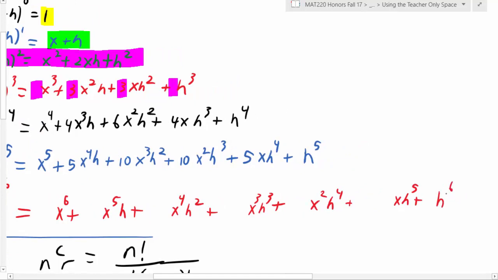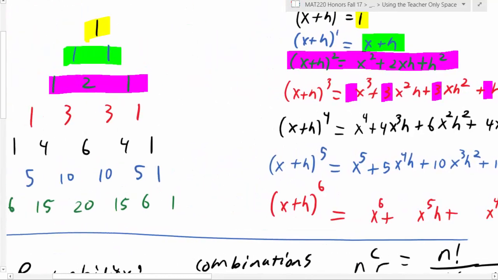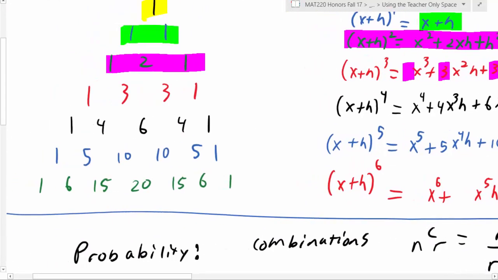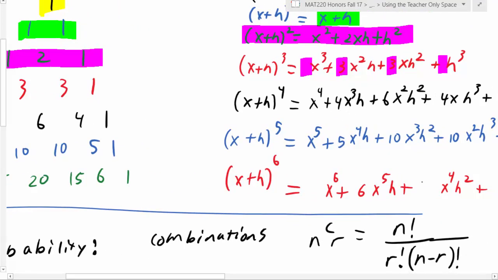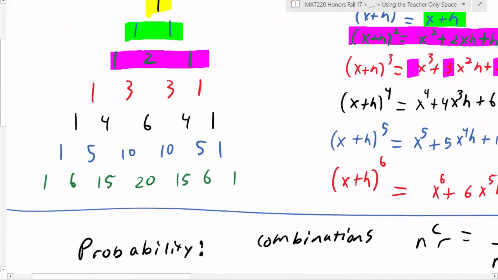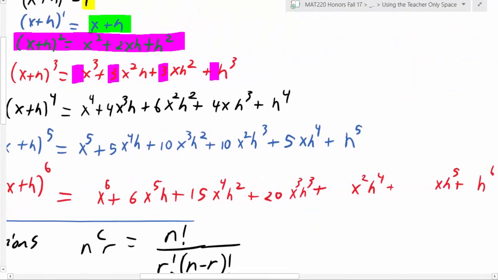Now, I'm almost done. I just need coefficients. And there they are, because we already did them in our triangle. So what will this end up being? 1. The next coefficient would be 6, 15, 20, and then I believe it's just going to repeat itself down. Yep, 15.